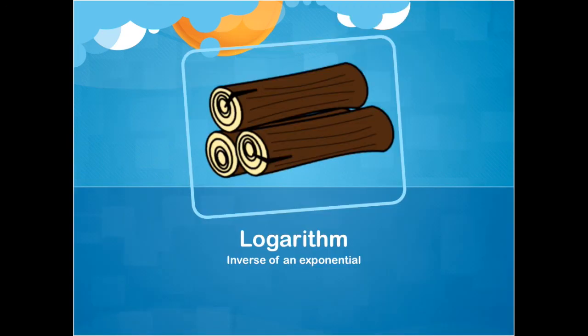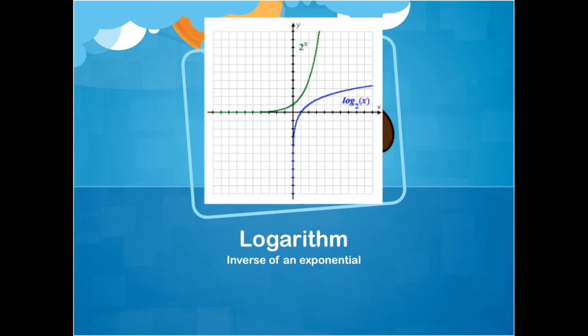Logarithms, nothing to do with logs, are just the inverse of exponential, where we have a log with a base. If we don't write a base, then it's base 10. There's also ln, all things you should have seen before. They look a lot like exponential, but turned on its side.